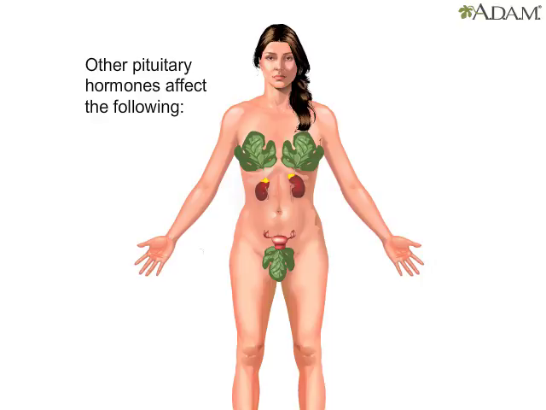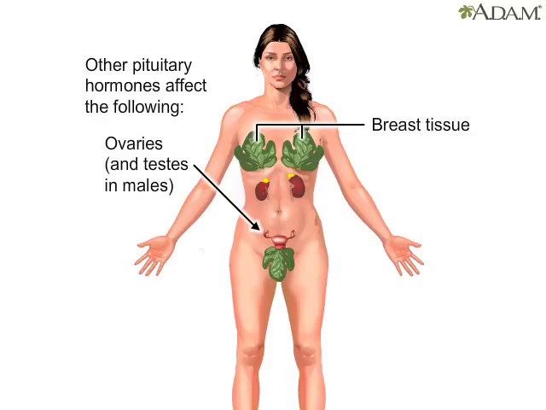For instance, follicle-stimulating hormone, or FSH, and luteinizing hormone, or LH, are hormones that affect the ovaries and egg production in women. In men, they affect the testes and sperm production. Prolactin is a hormone that affects breast tissue in nursing mothers. ACTH, or adrenocorticotrophic hormone, causes the adrenal glands to produce important substances similar to steroids.